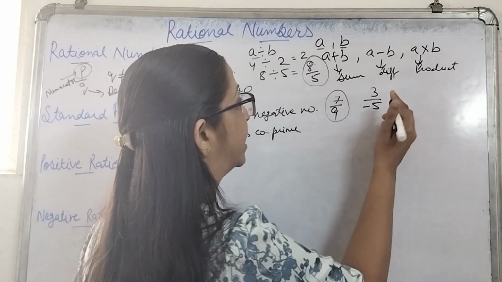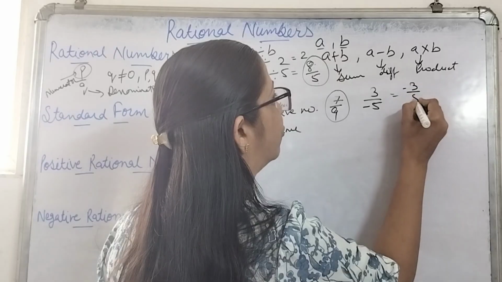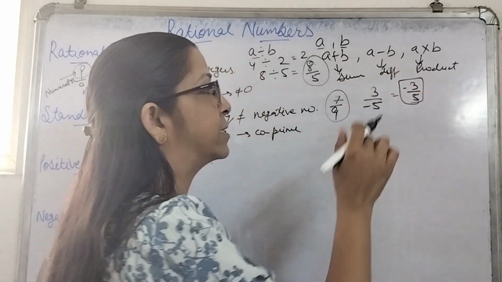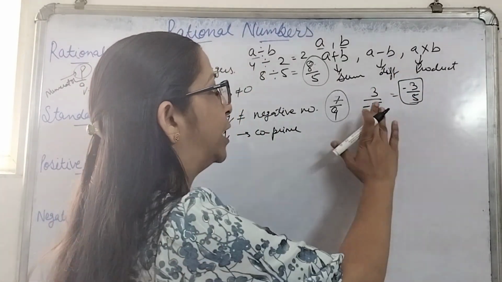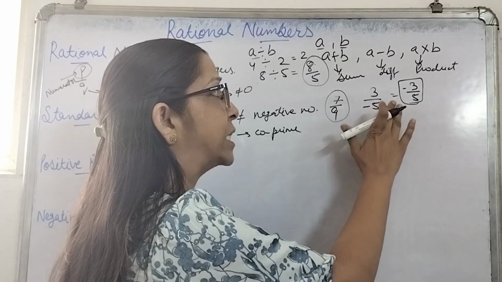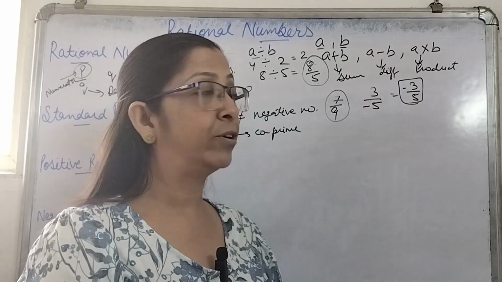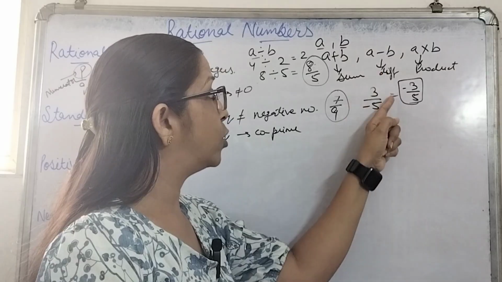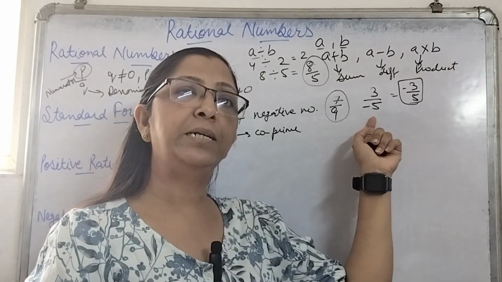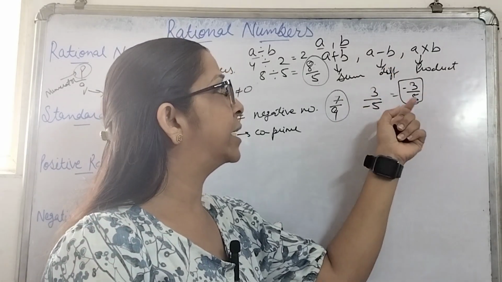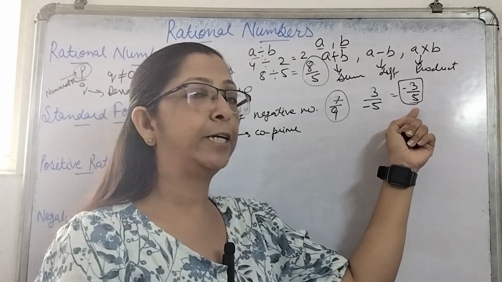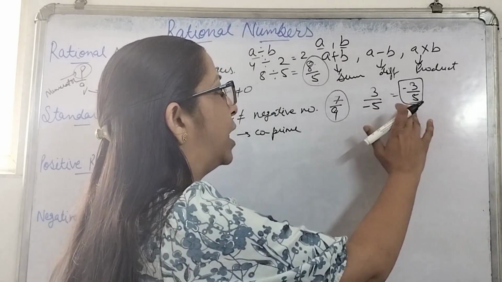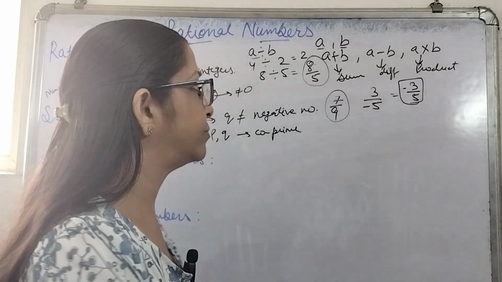If we write this as minus 3 upon 5, then we will say that this is in its standard form. And the value of 3 upon minus 5 is equivalent to minus 3 upon 5. We can write this number as this also. So this is not in its standard form because the denominator is negative, but this is in its standard form because the denominator is positive, and both have the same value.